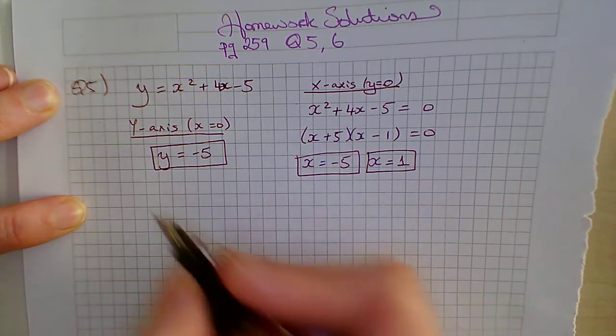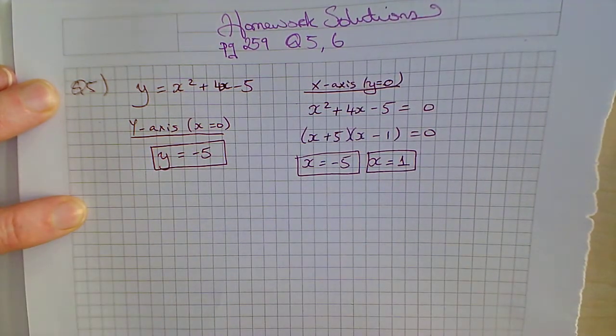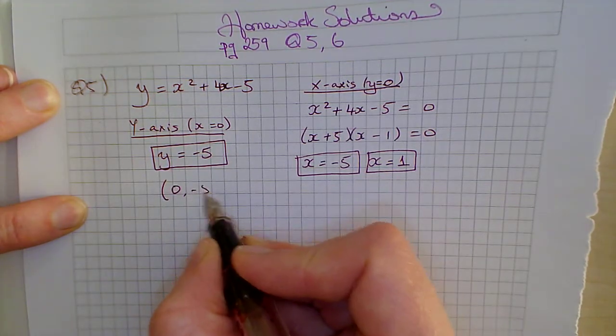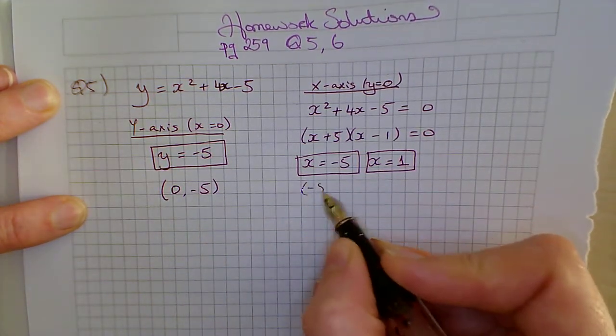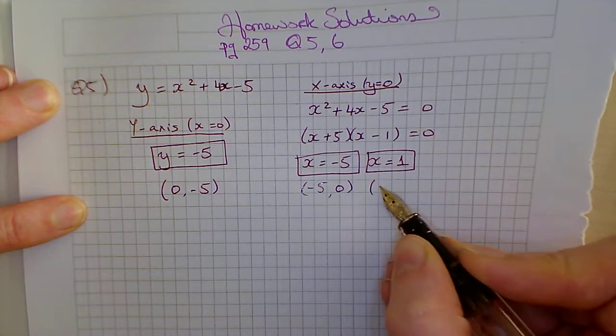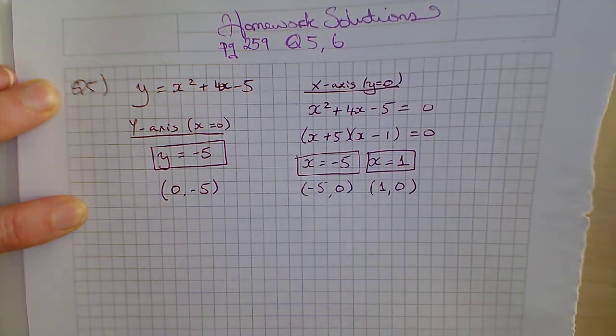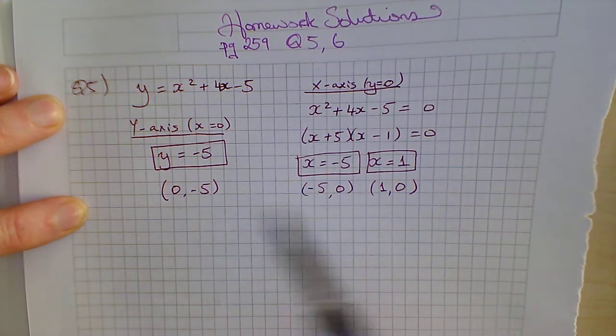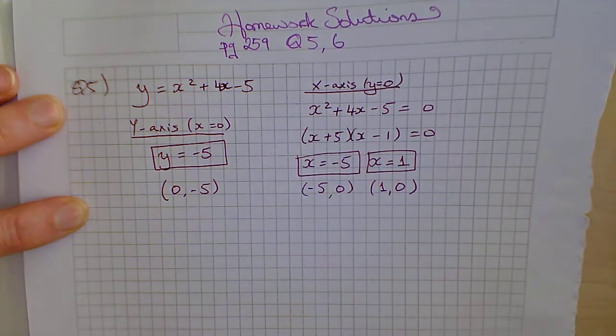Let me just check that I've answered in the format that they've asked. They asked me for the points where the graph intersects the x-axis and the y-axis, and I haven't written them in coordinate form, so I wouldn't get my full marks until I write them down like this. So those are the 3 points where the graph intersects the y-axis and the x-axis.